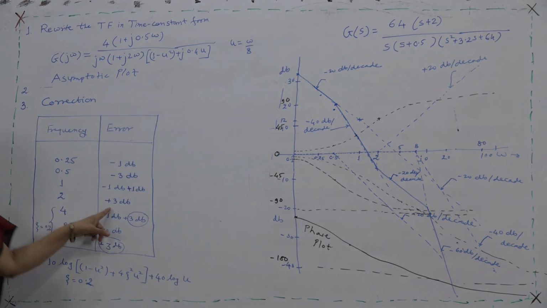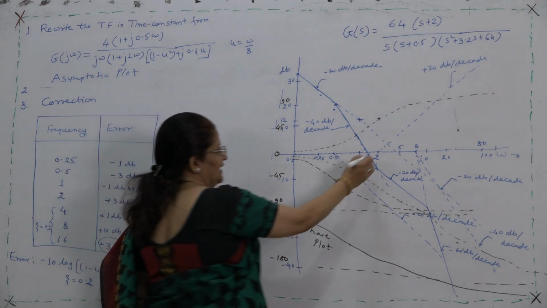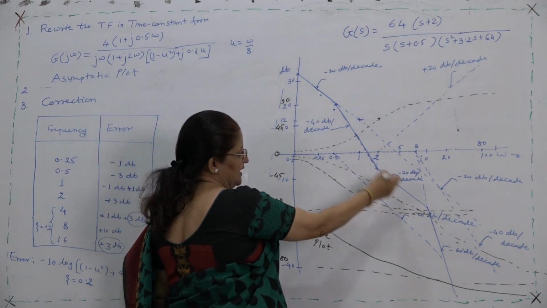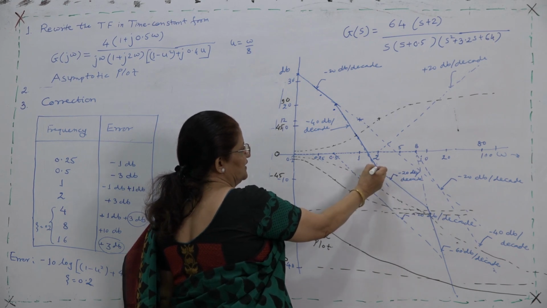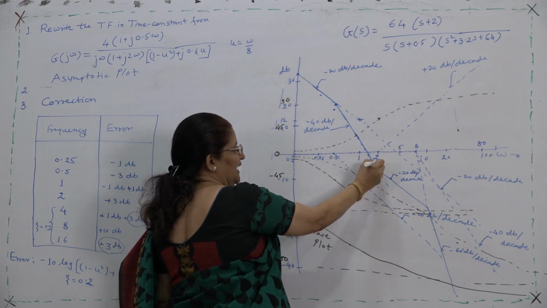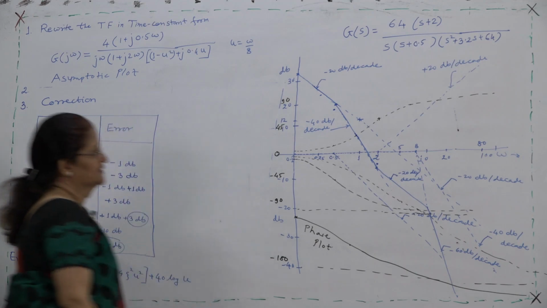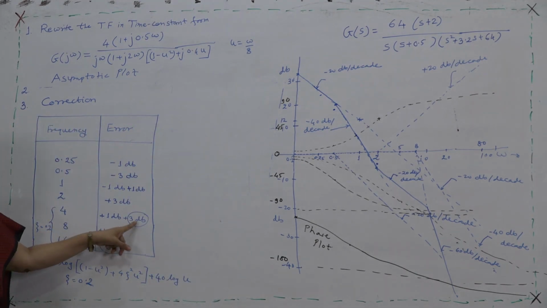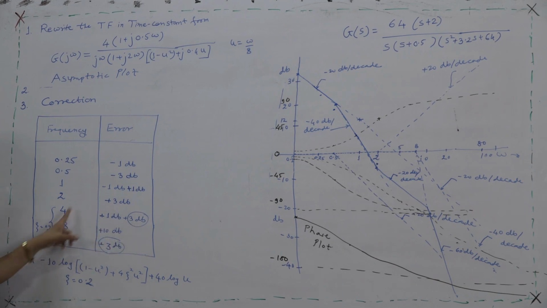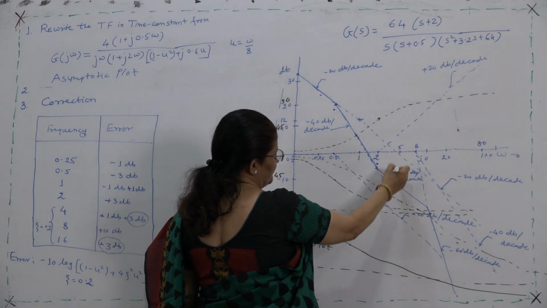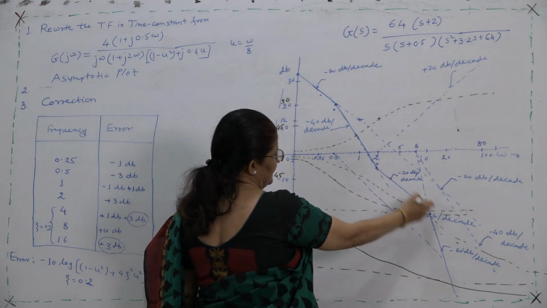At 2 it is plus 3 dB. So, at 2 it is plus 3 dB, this is your asymptotic plot. This is the actual value, you make a plus 3 dB point here. Plus 3 dB means whatever value you are getting, add 3 and represent it here. Here I am considering 3 plus 1, 4. So, at 4 it is plus 4 dB. So, this is your line.